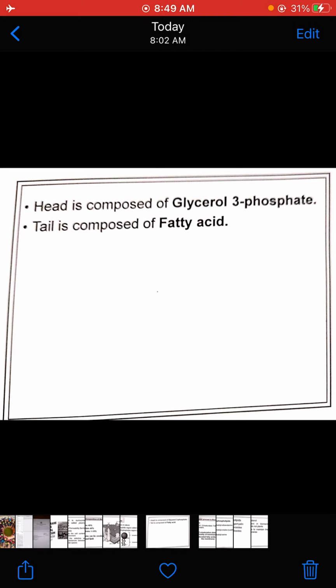The class of polyunsaturated or unsaturated fatty acids could include linoleic acid and arachidonic acid, depending upon the degree of unsaturation. And this degree of unsaturation determines the fluidity of the membrane. So the overall function of the fatty acid is to maintain the fluidity of the membrane. And in the case of the head, it is glycerol 3-phosphate.